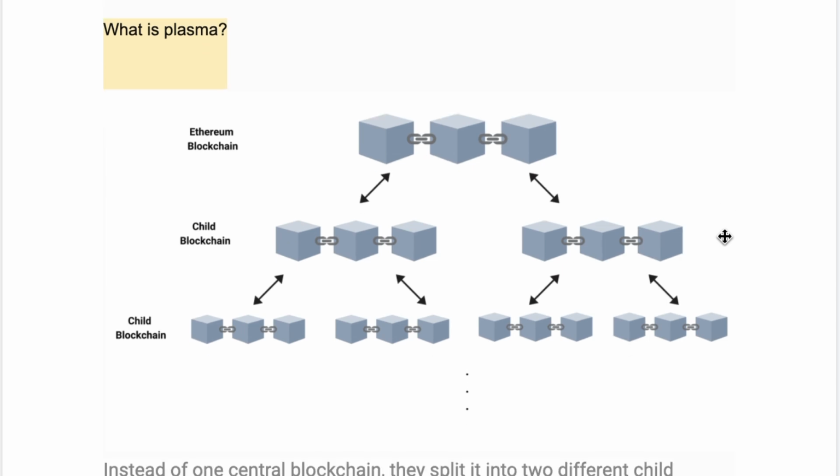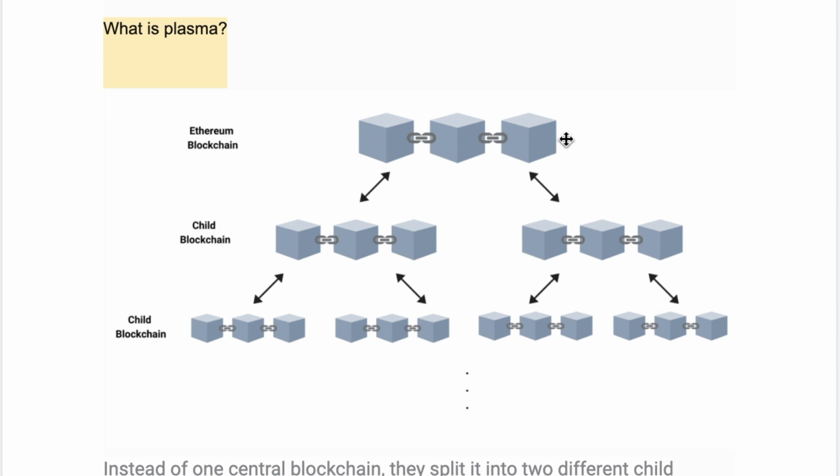What is Plasma? Now, it's a very interesting concept, and it dates back to around 2017, and it was used as a scaling solution technique for the Ethereum blockchain. Now, the idea of the Ethereum Plasma is basically to establish a framework of sidechains. Now here you've got an example.